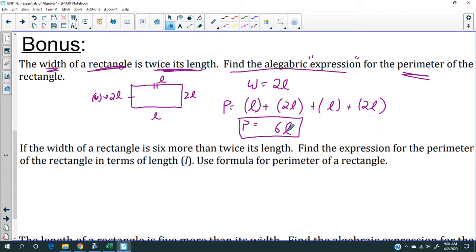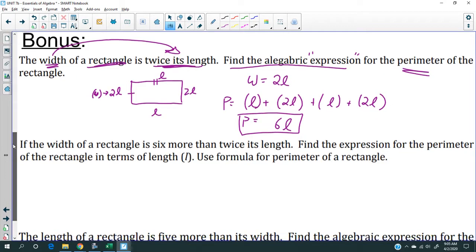The perimeter is 6 times the length. You can look at it like that. It's not easy, because I think the toughest part is translating this language, width is twice its length. I can imagine that this is the toughest thing to tackle. Okay, so let's do one more.